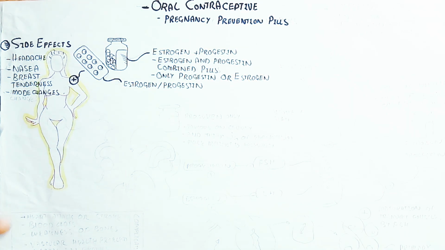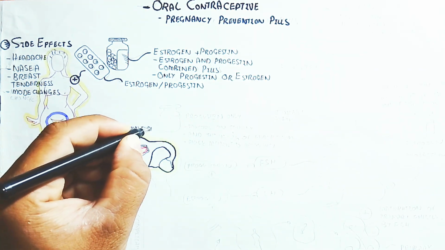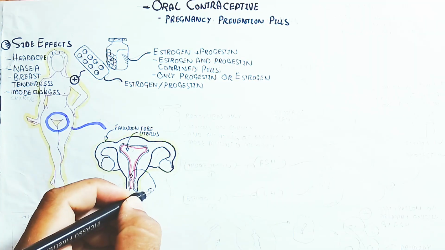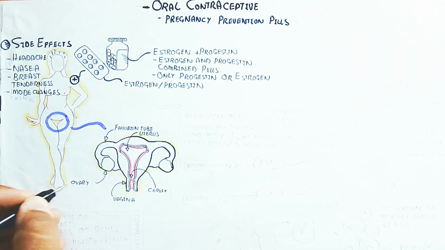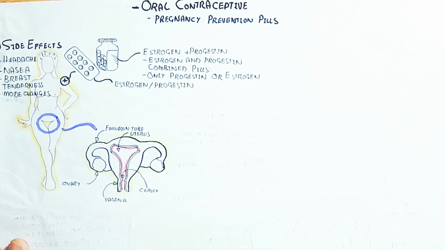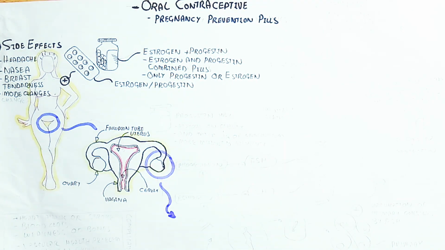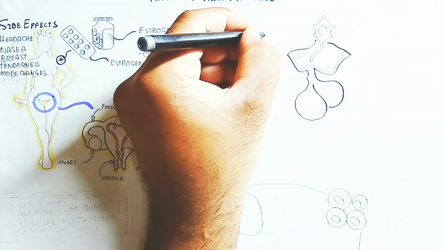So let's first understand the reproductive system of the female. It contains two fallopian tubes, two ovaries, the cervix, vagina, and endometrium. The endometrium contains a blood circulatory system, with thickness and thinning through the passage of the menstrual cycle.